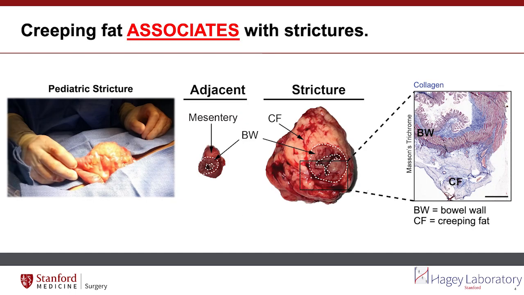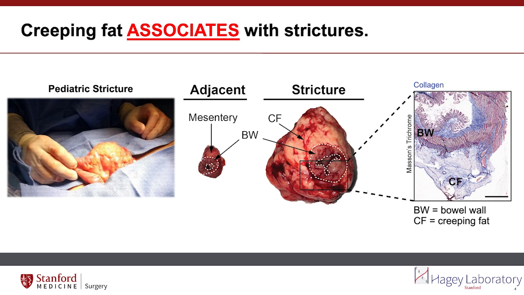One of the most unusual phenomena associated with intestinal strictures is that of creeping fat. That is the expansion of mesenteric adipose tissue around the diseased portion of the bowel. As you can see here on the intraoperative image on the left, taken here at Stanford, I believe these are Deshka's hands actually. You can appreciate the presence of fat that is surrounding the intestinal stricture.